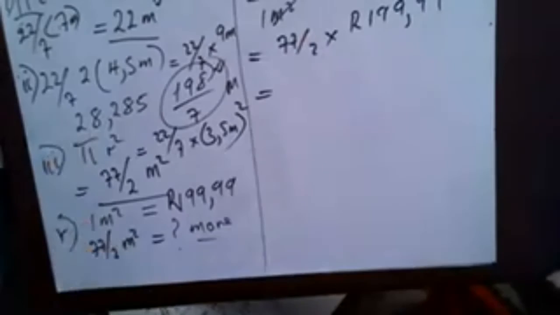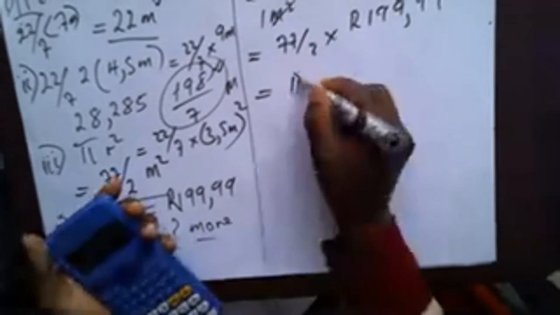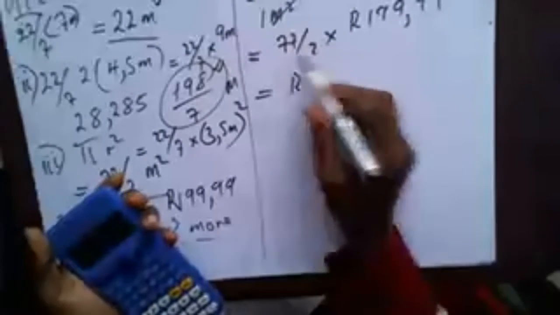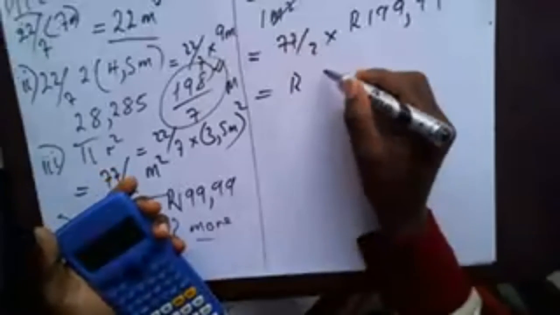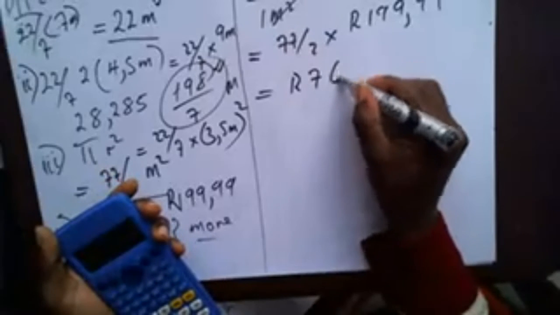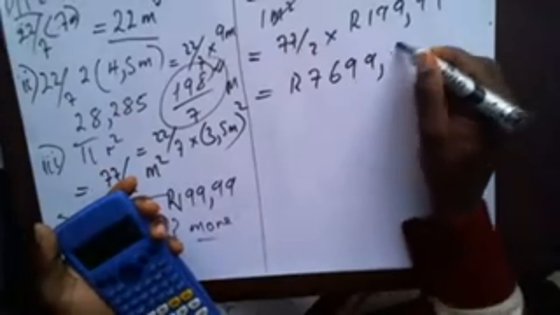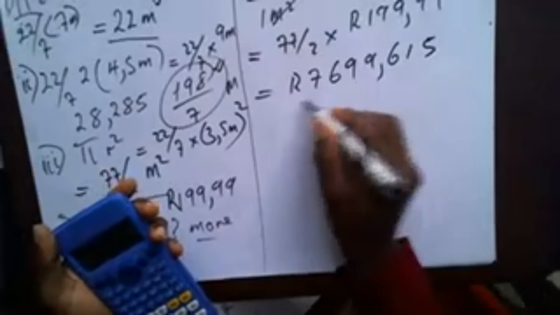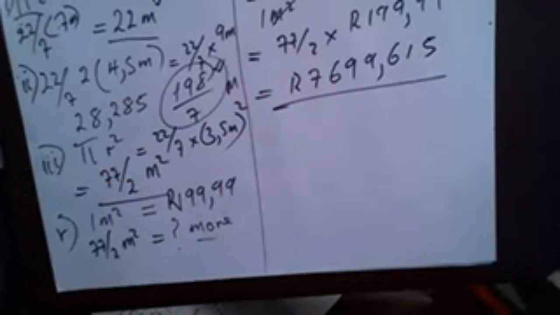Okay, what do I have here? Multiplied by 199.99. The value I'm getting is going to be in rands, because those are the only units I have here. So it's going to be in rands: 0.615. This is the amount of money they need to fork out.